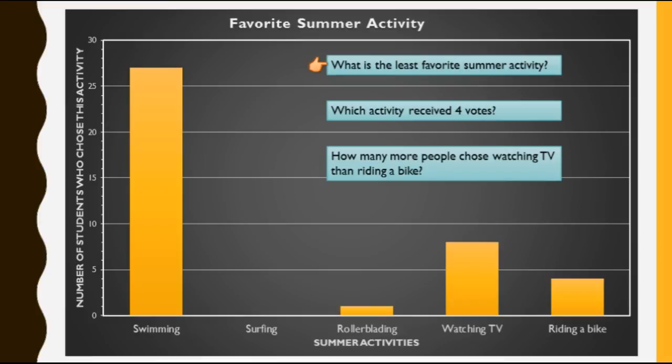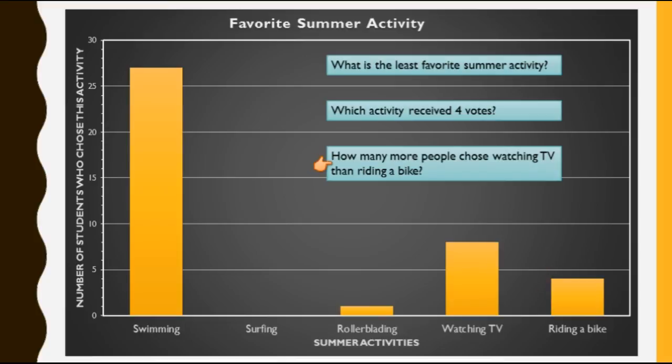You can see here that the numbers go from 0 on up. So the one that's least would be the shortest. And this poor little activity didn't get any votes. So surfing is the least favorite activity. Which activity received 4 votes? Can you tell me before I say it? I'll go over here up to 1, 2, 3, 4. I'm just going to follow my hand down. Oh, that's too short. Oh, that's too high. Oh, that's perfect. Riding a bike received 4 votes.